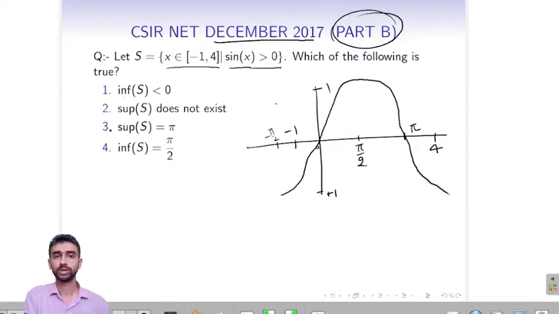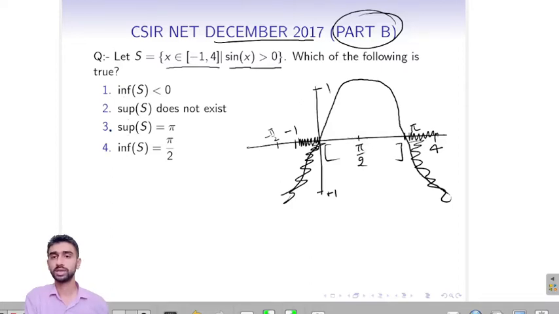So now what he is asking, you can see what is the highest value. The condition is whenever sin x is greater than 0. So I'm not going to include this part, so this part of the function, it was including for -1 to 4, so this part will not be included. Only this part is satisfying the condition that sin x is greater than 0. So what will be the supremum of this?